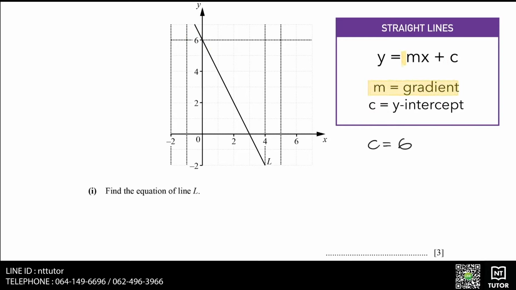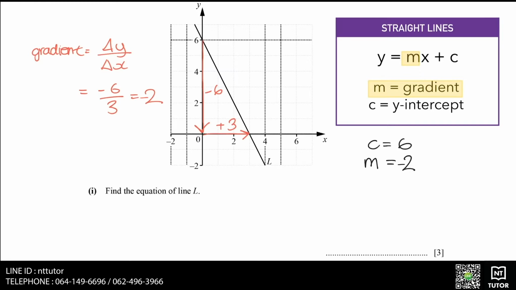The m in y equals mx plus c is the gradient. And gradient equals change in y over change in x, which we can calculate from the graph. As the y goes down by 6 or moves by minus 6, the x moves by plus 3. Therefore, change in y over change in x is equal to minus 6 over 3, which equals minus 2. So now that we have the gradient and the y-intercept, or m and c, we can now write the equation of the line L, which is y equals minus 2x plus 6.